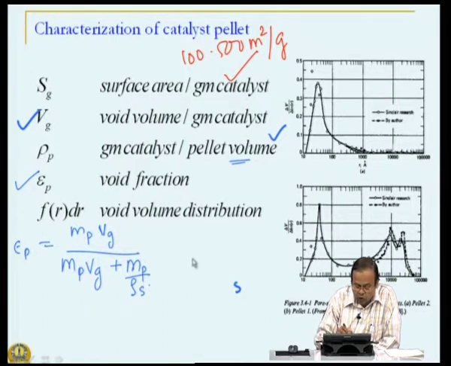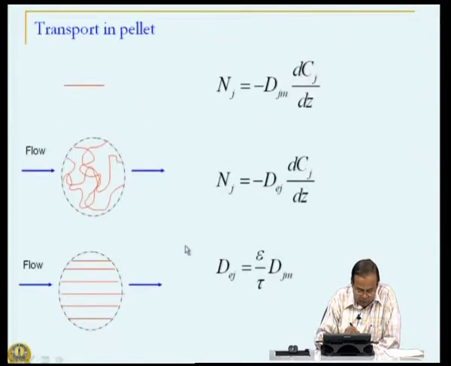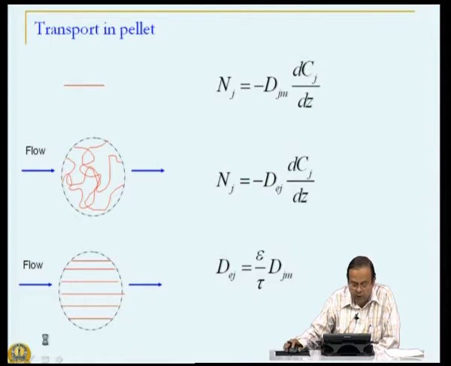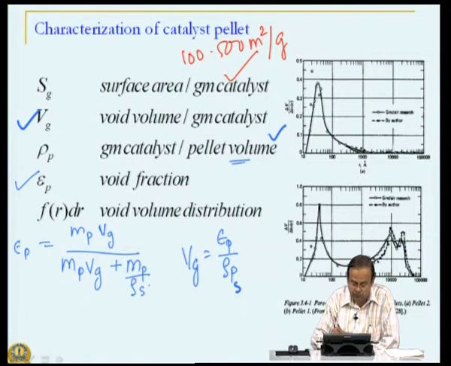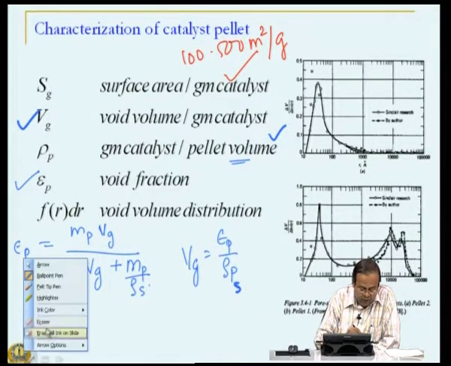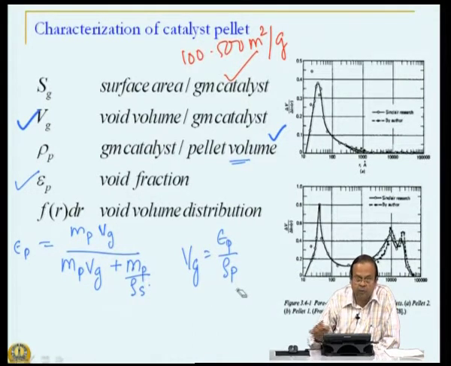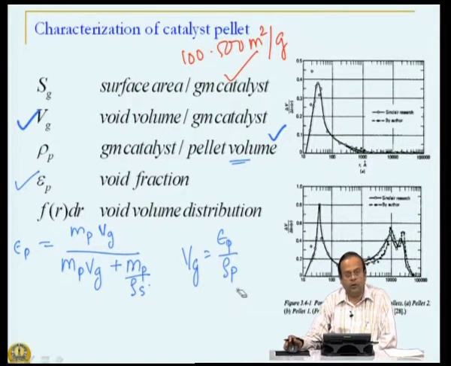fraction. So, if you rearrange these terms, we will actually get my Vg is epsilon p by rho p. Okay, epsilon p by rho p. So, these quantities are actually related to each other, they are not completely independent of each other.